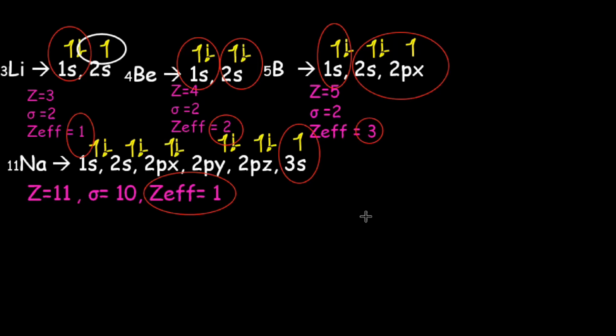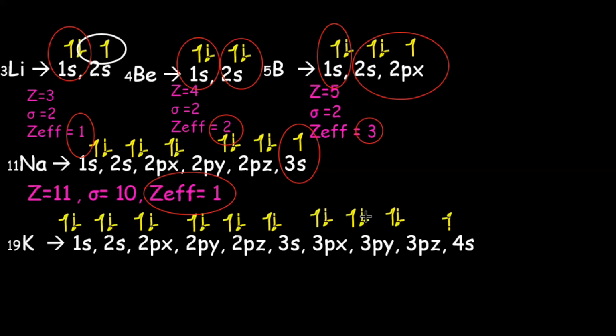The element below sodium is potassium, which has atomic number 19. Its valence shell is 4, and the number of electrons between 4s and the nucleus are 2, 4, 6, 8, 10, 12, 14, 16, 18, which are equal to the screening constant. So atomic number is 19, screening constant is 18, and effective nuclear charge is 19 minus 18, which is equal to 1.